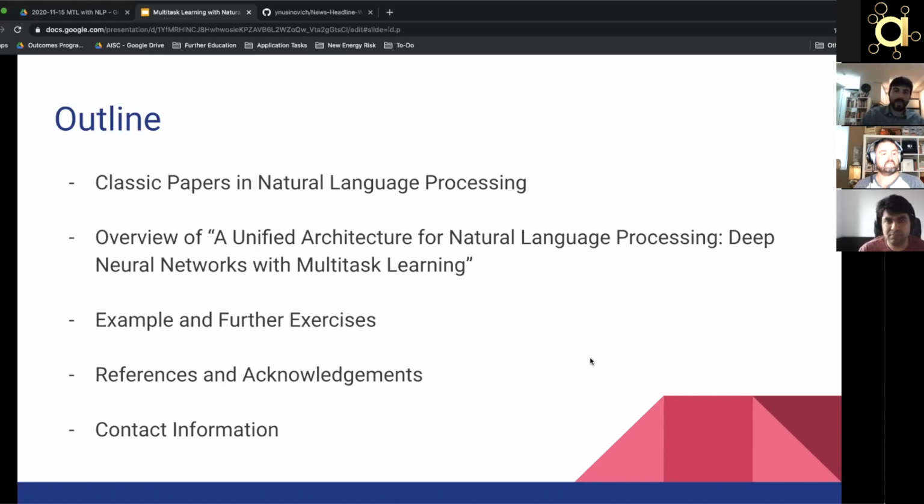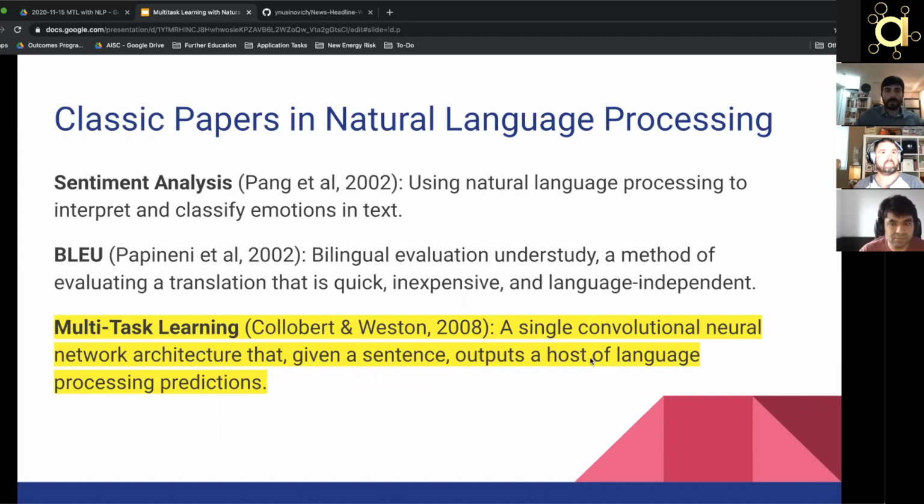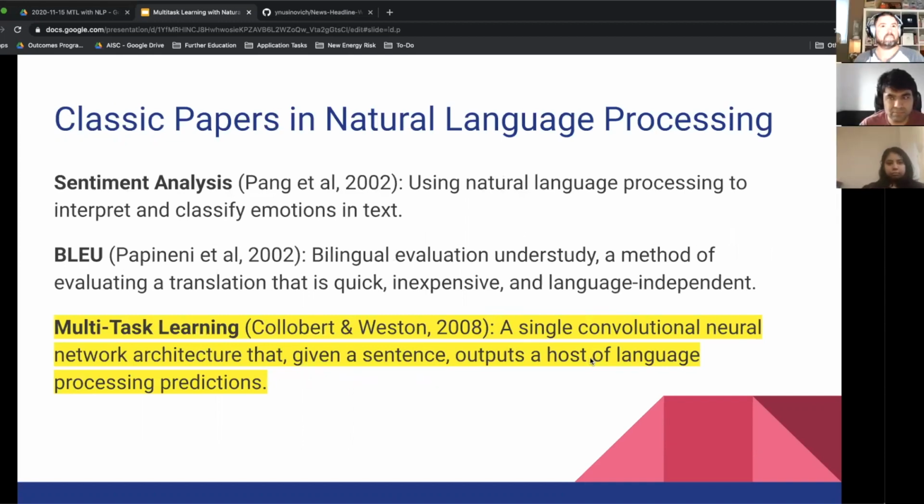So, starting off with the classic papers. There was sentiment analysis from 2002. It was using natural language processing to interpret and classify emotions in text. There was BLEU from 2002, which was the bilingual evaluation understudy. It was a method of evaluating translations. It was quick, inexpensive, and language independent. There was the multitask learning paper from 2008, and that's the focus of this talk. That was a convolutional neural network architecture that, given a sentence, outputs different language processing predictions.